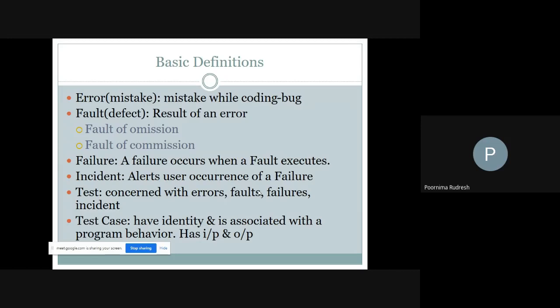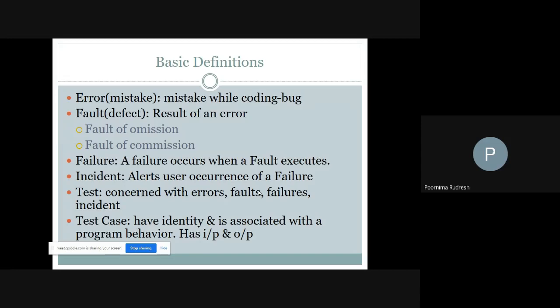Next, what is a fault? A fault is a result of an error. So first, what is an error? An error is a mistake. While writing the code, we will make mistakes or errors, and the fault is the result of that error. A fault is also called a defect, and when it occurs, it is the result of an error.